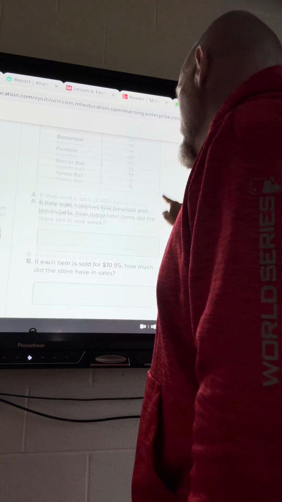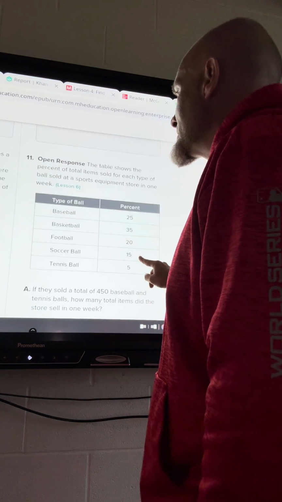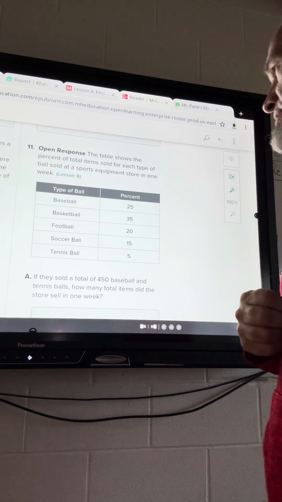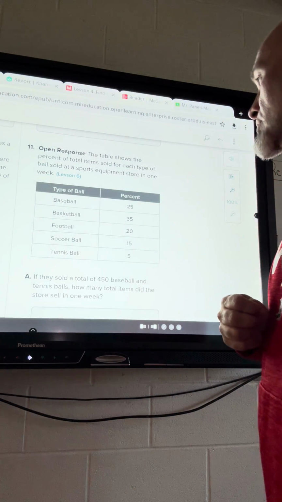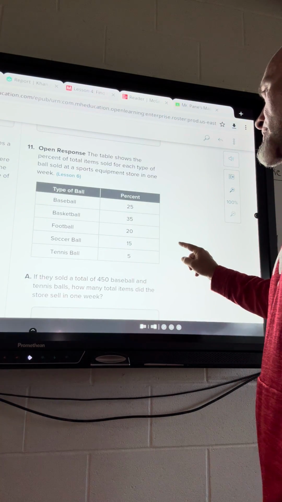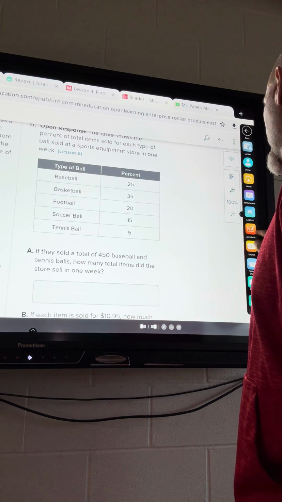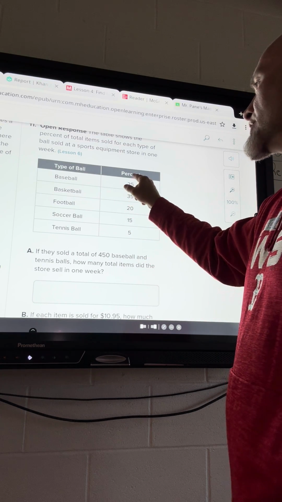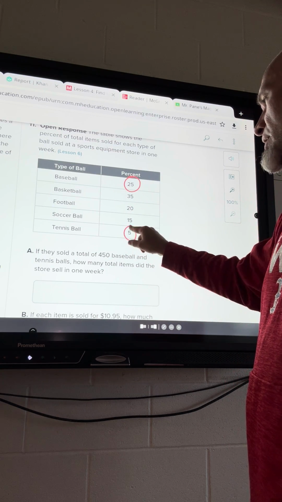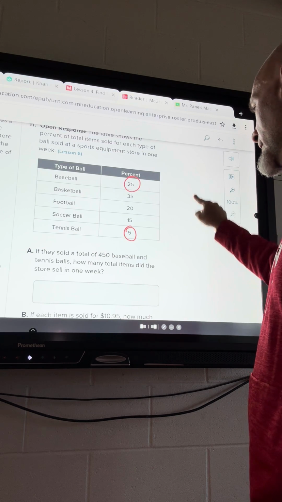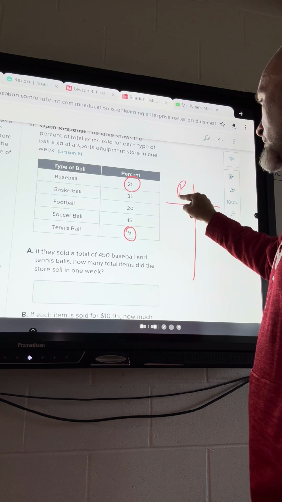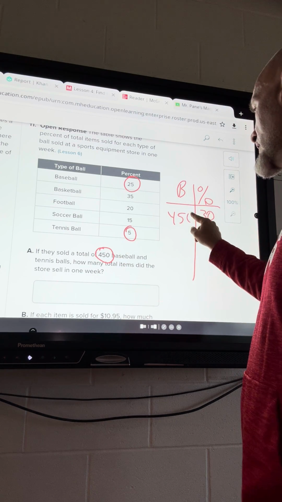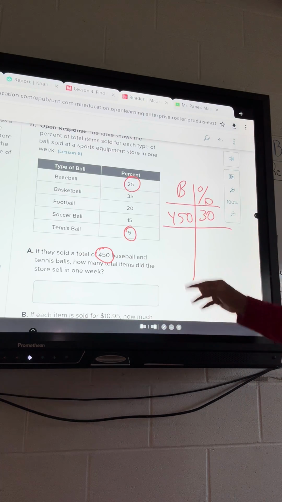And this is similar to the snack problem from last night. It says the table shows the percent of total items for each type of ball sold at a sports equipment store in 1 week. So you've got baseballs, basketballs, footballs, soccer balls, and tennis balls. It says if they sold a total of 450 baseballs and tennis balls, how many total items did they sell in 1 week? So you're going to focus in on the baseballs and the tennis balls, and that's 30% of everything. And what is the number that goes with that 30%? Well, they tell you it's 450. So 450 of those sports balls would be 30% of the total amount sold.